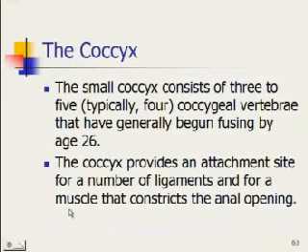The coccyx, small coccyx, consists of 3 to 5, typically 4, coccygeal vertebrae, which generally begin fusing at the age of 26. The coccyx provides a point of attachment for a number of ligaments and for muscles that constrict the anal opening.